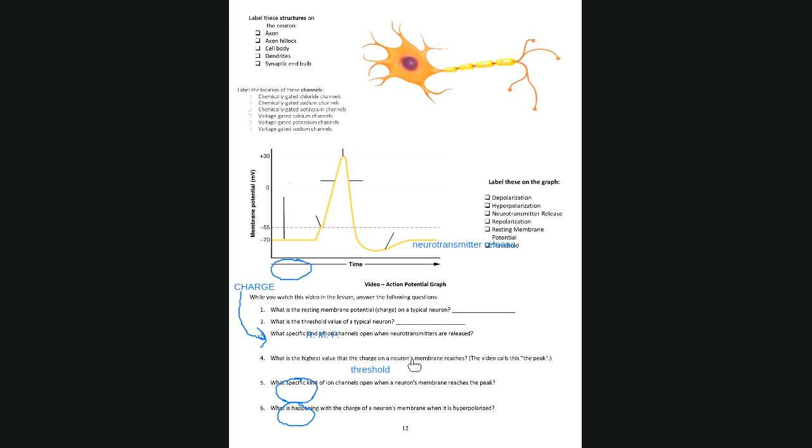So we have two parts of our graph here to label that are kind of mirror images of each other. This part over here on the left is when the membrane charge is going up. When the membrane charge goes up after we've hit threshold, what do I call it when I make my membrane charge more positive? What's this side of the graph?